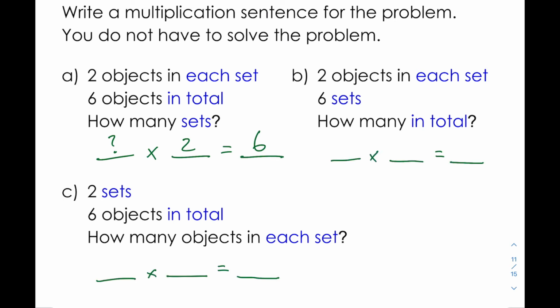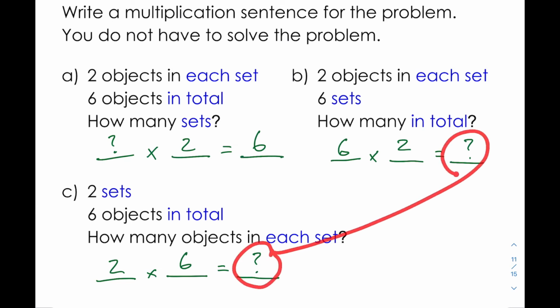So 2 objects in each set, 6 sets. How many total? So we don't know the total. We know 2 in each set. We know 6 sets. 6 times 2 equals blank. And in the last one, 2 sets, 6 objects in each set. Again, we don't know the total. Do you think that these two answers would be the same? Here we have 6 times 2, and in the next one we have 2 times 6. Yes, they would be the same.